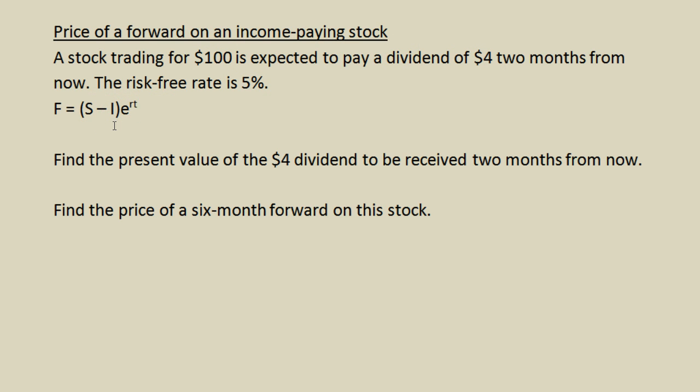Why are we subtracting it out? This is a forward contract on a stock that's trading for $100 now. You are not going to take delivery of this stock until later, because that's what a forward contract does. It's a price agreed to now on something to be delivered later. When you receive delivery of it later, you will not be receiving the dividend of $4 2 months from now, assuming the contract is for farther out than 2 months from now.